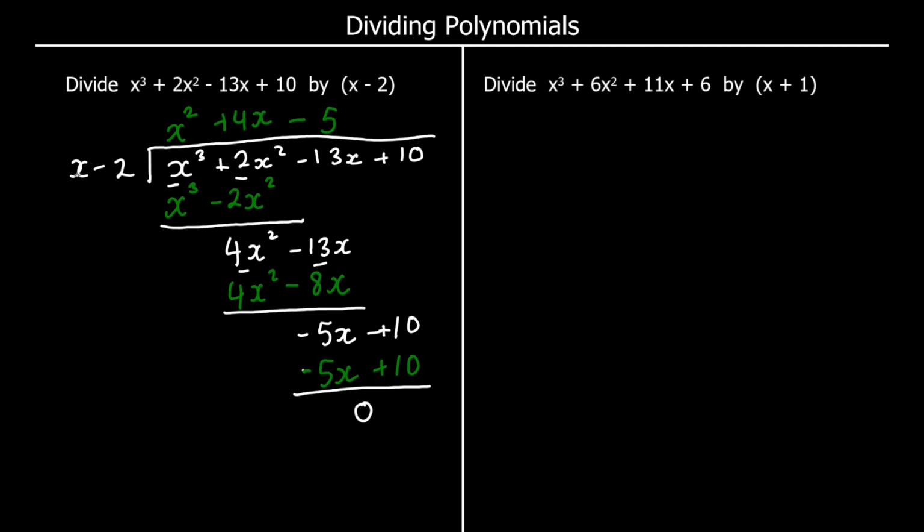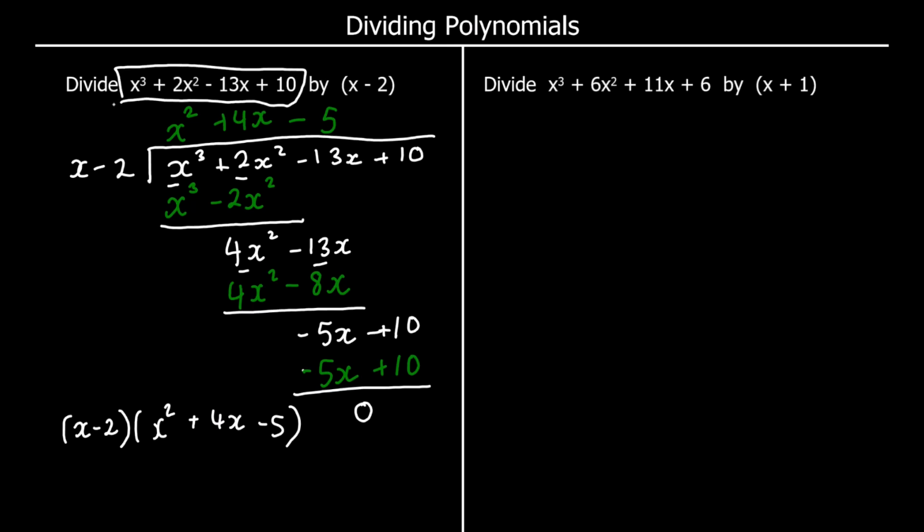So we can say that x minus 2 times by x squared plus 4x minus 5 would be equal to what we started with, x cubed plus 2x squared minus 13x plus 10. So this is the same. We divided, and division is the opposite of multiplication. So these two multiply together to make what we started with.